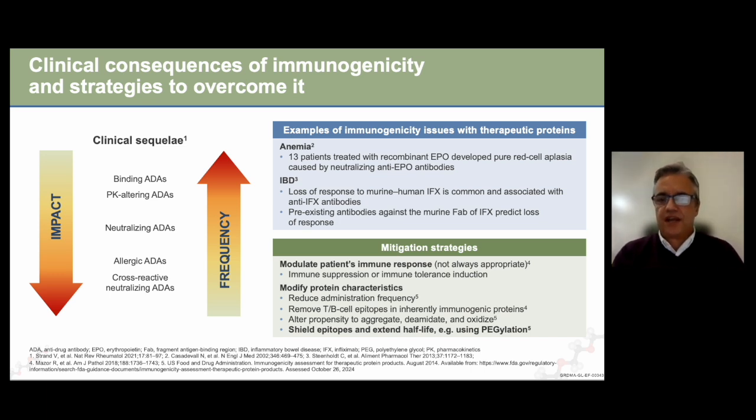So we have examples of immunogenicity issues with therapeutic proteins, such as in anemia, where we can have immunogenicity against recombinant EPO caused by neutralizing anti-EPO antibodies. But we can also have that in IBD, for therapeutic antibodies such as infliximab.